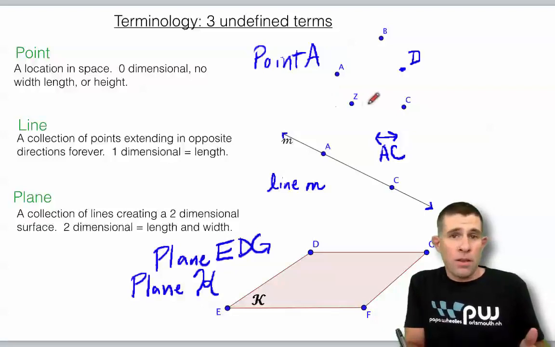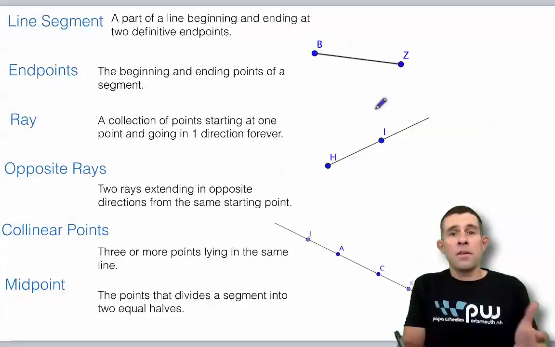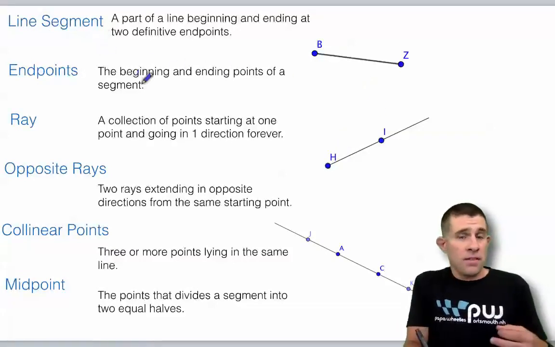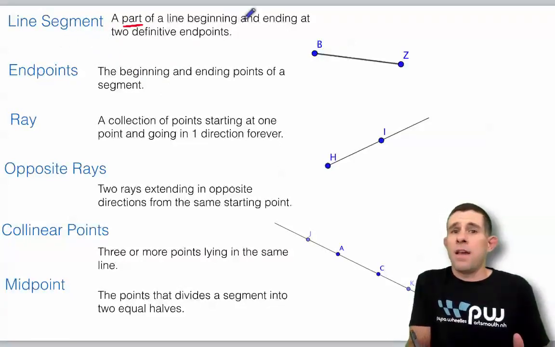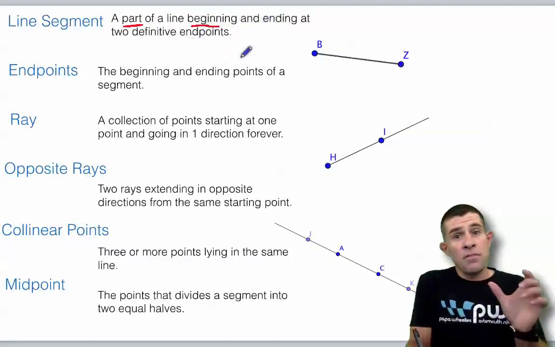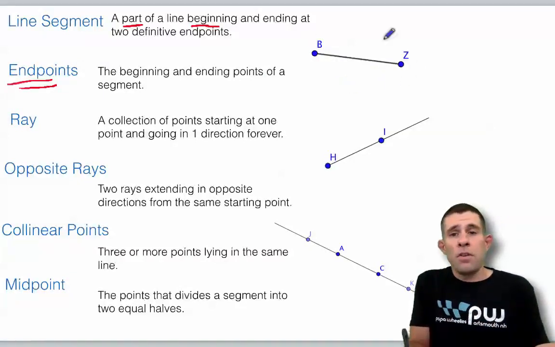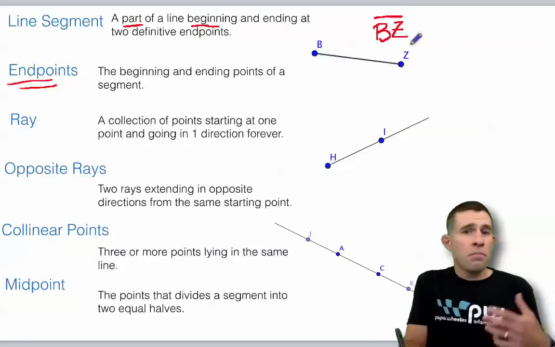All right, moving on to some more definitions that are going to be critical to our study of geometry. The next is a line segment. So if a line extends in opposite directions forever, a segment is simply a part of that line. It has a definitive beginning and ending. Now, those definitive beginning and endings are called endpoints, and those are just simply points. So over here on the right, we have an example of a line segment. This is segment BZ. The way I would denote that is segment, capital B, capital Z, and it gets just a bar over the top.